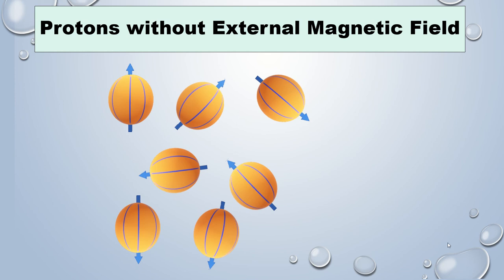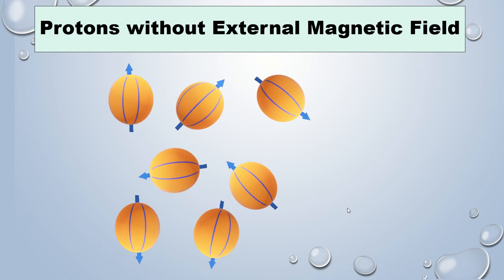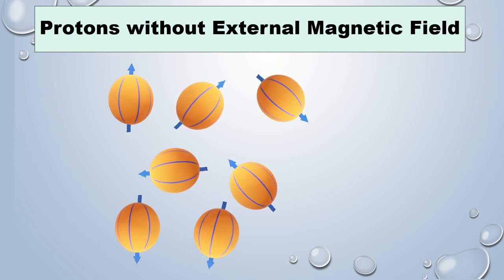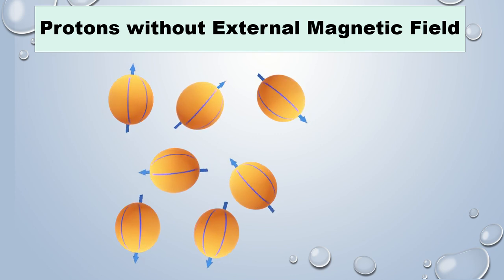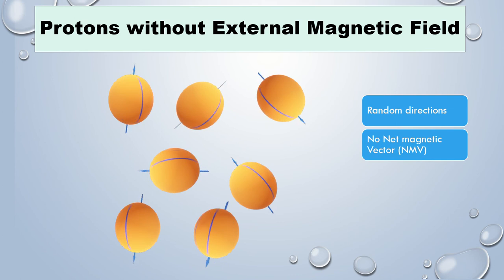Okay, so let's see what happens. When you put a patient in the MRI magnet without anything else, as you recall, these protons are moving, but they are moving in random directions. So essentially, there is no net magnetic vector, also known as NMV.